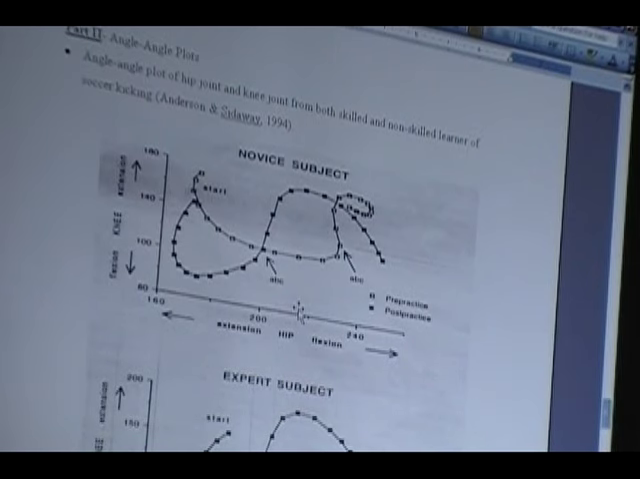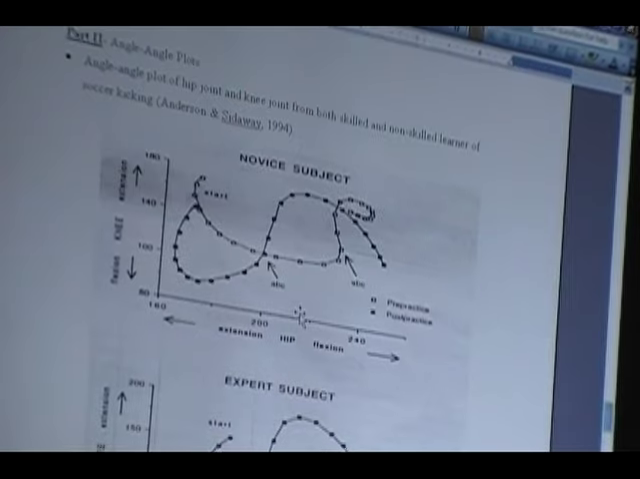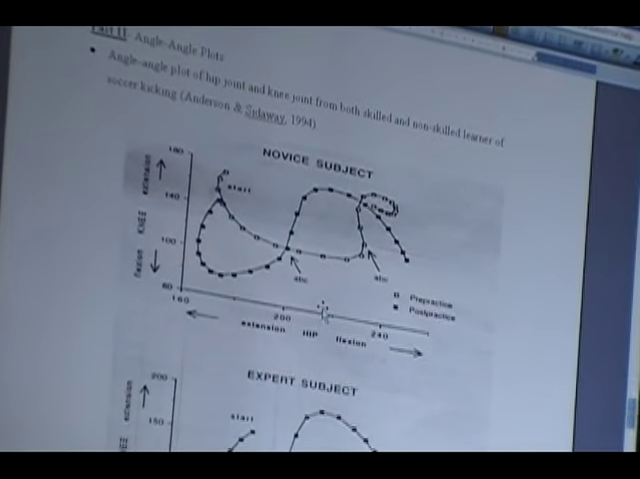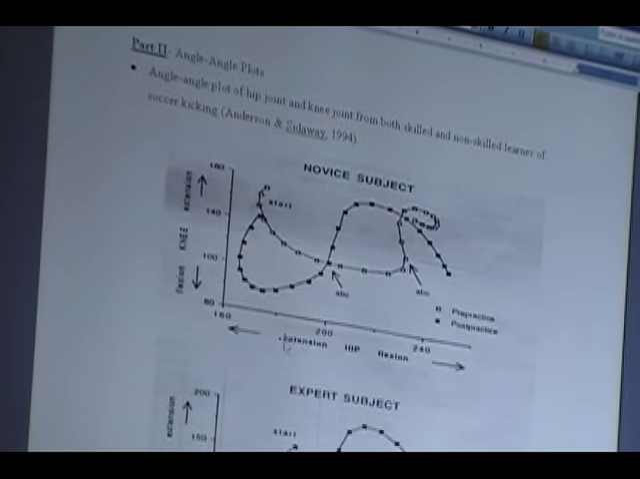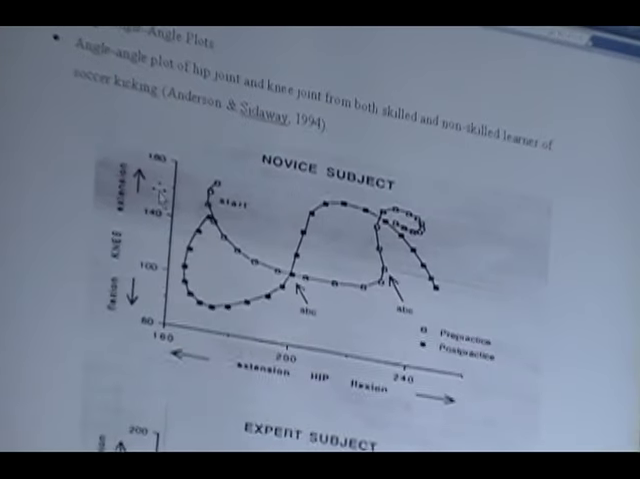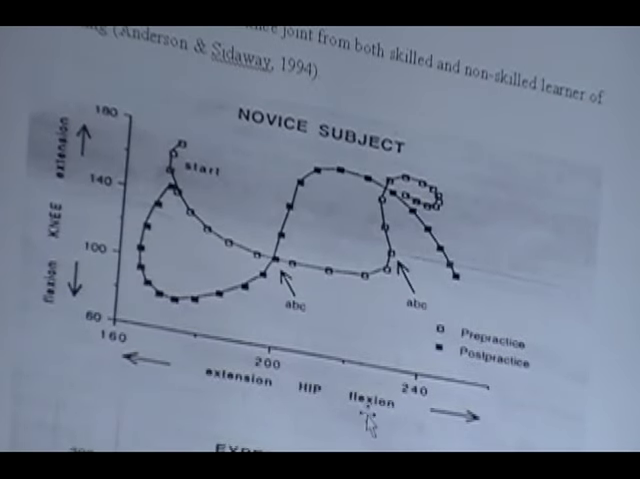So now the second part is about angle plots, which show you the coordination between angles. Each of the plots, for example this one, shows you the relationship between angles. You have hip angle down here, and knee angle up here on the y-axis. So the x-axis is hip, the y-axis is knee, and then you plot how the knee and hip move during the whole task.